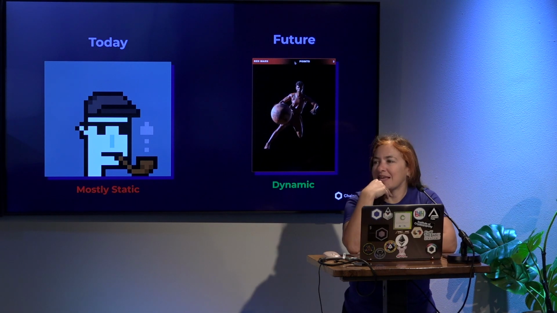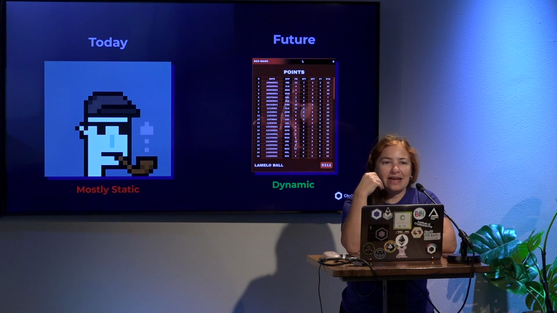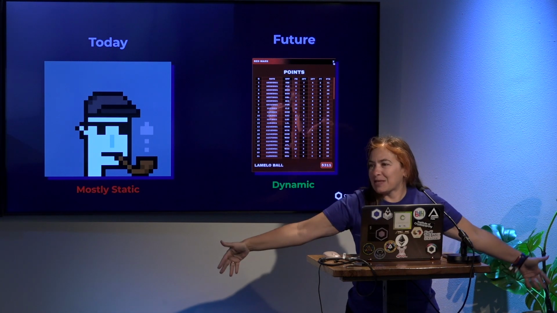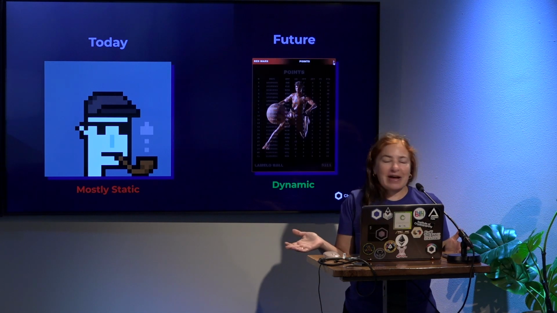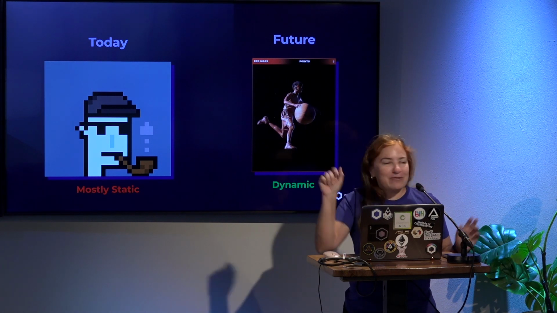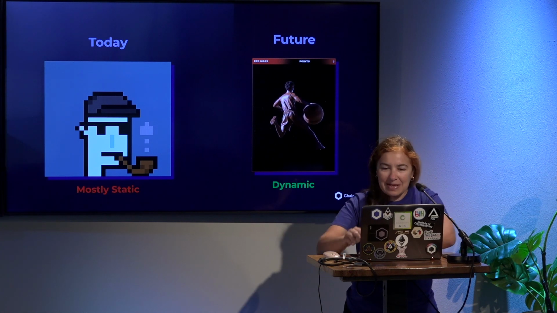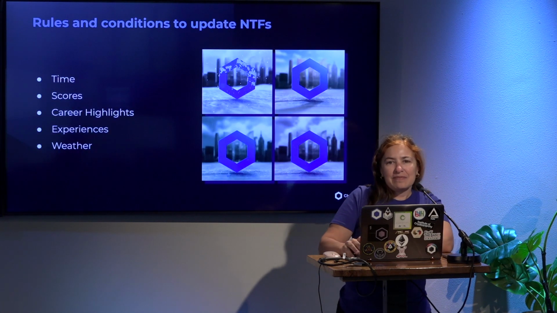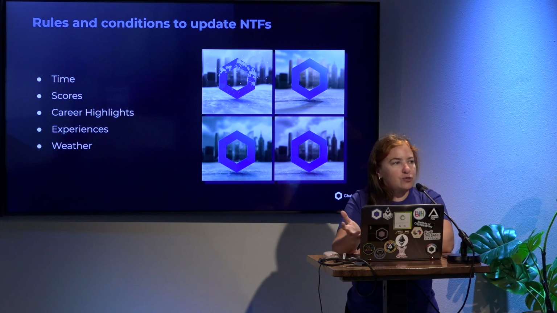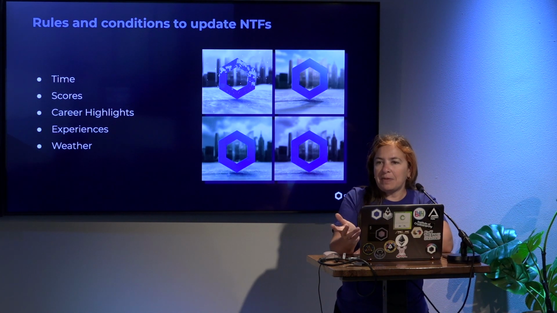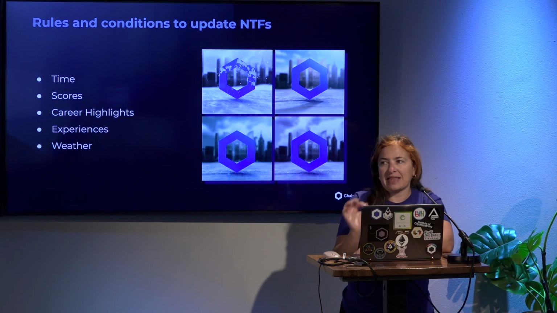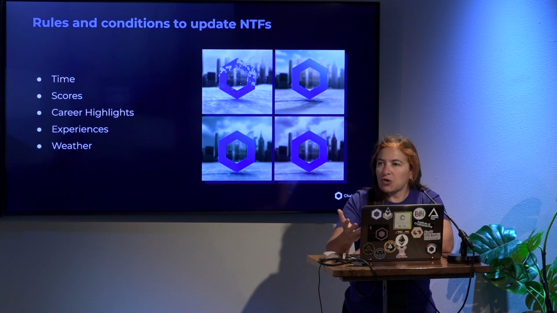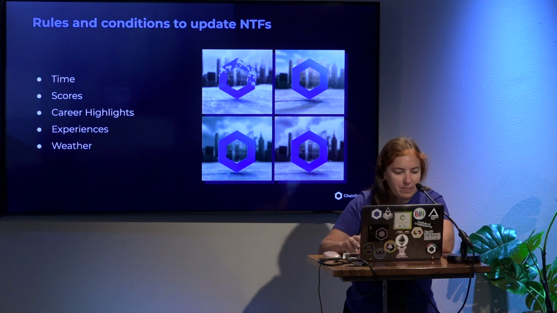I used to say that I am a dynamic NFT because I am unique. I have my own DNA, but I'm growing. I'm getting old day by day. I hope not to get fat, but my body can change. So I am a dynamic NFT, and each of you is a dynamic NFT as well. And we have different rules and conditions to update your NFT. It can be timing. My NFT today will be updated by timing only. But we can use scores, like I told you, related to LaMelo's career highlights, or your experience, or even the weather.